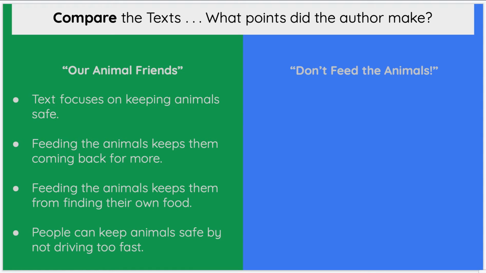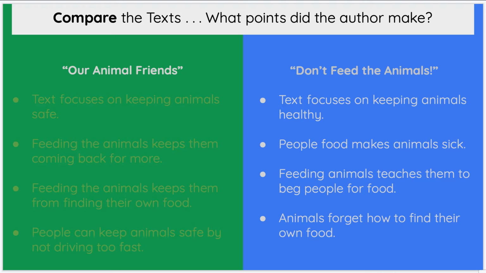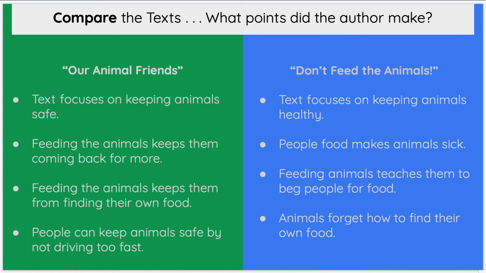Now let's think about our second text, Don't Feed the Animals. I remember that the most important point in Don't Feed the Animals was that the author really focused on keeping animals healthy. The author said that people food makes animals sick. I also remember an important point was that feeding animals teaches them to beg people for food. And animals forget how to find their own food. Those are some important points that I saw in our text.